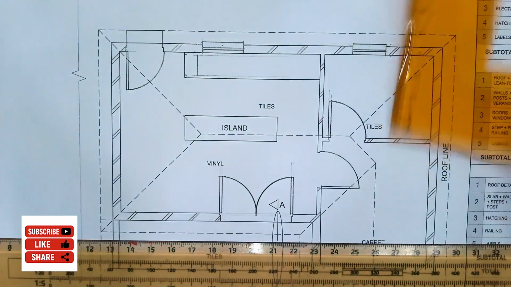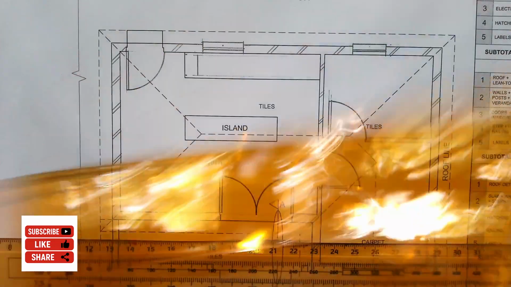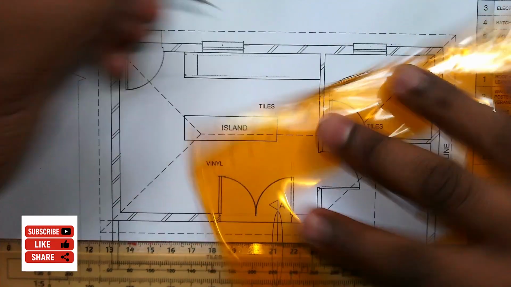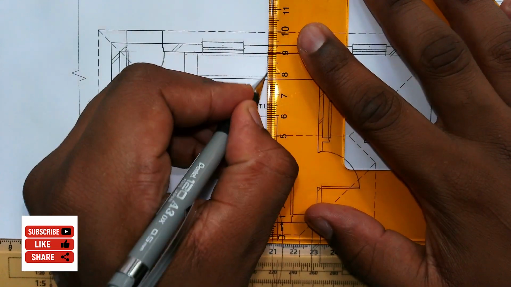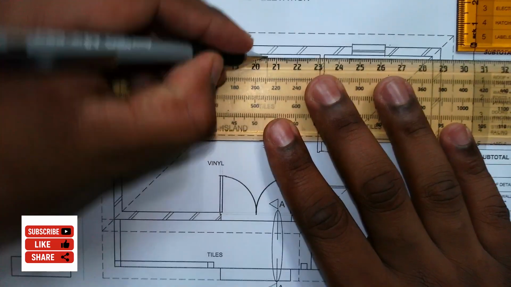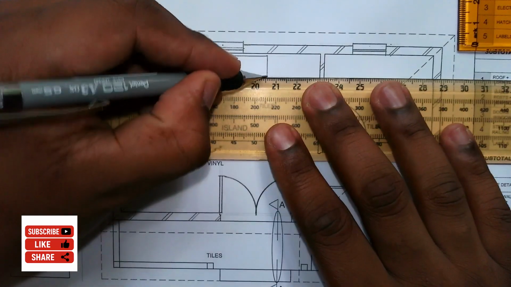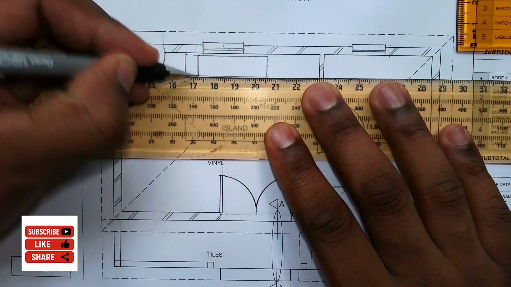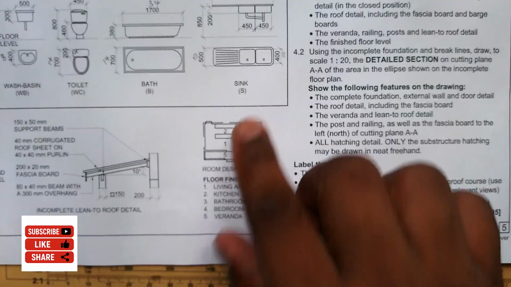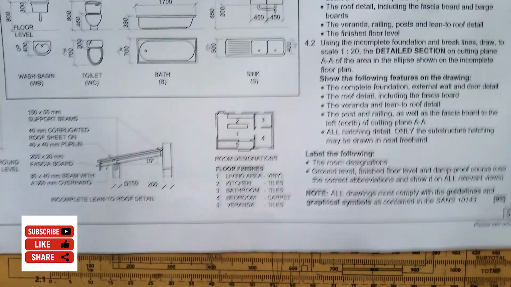So what's the length? The length is 34. I'll measure 34 there. 34 is there. I'll draw in that. Just draw the rectangle like that. As you can see, I've placed the sink right in the middle of the worktop. So this is the double sink. It's not a single sink.